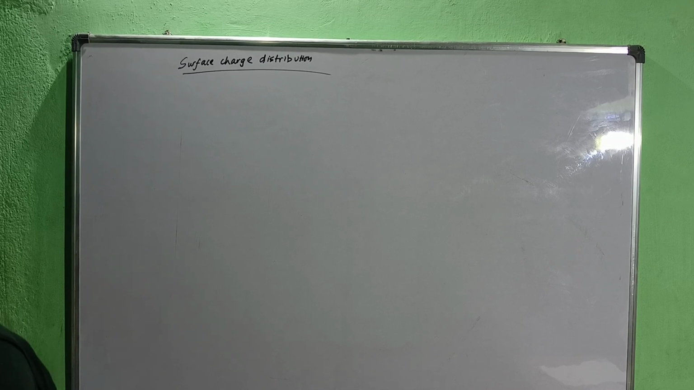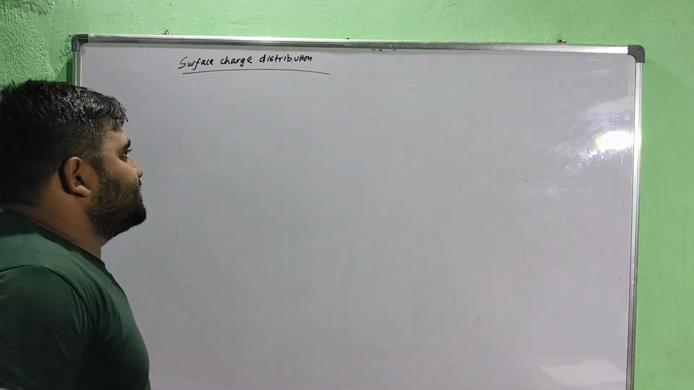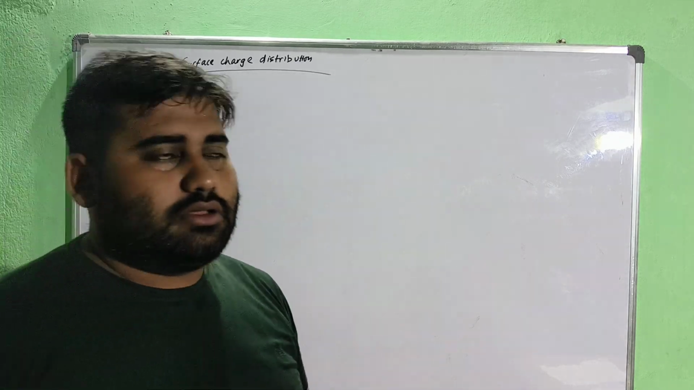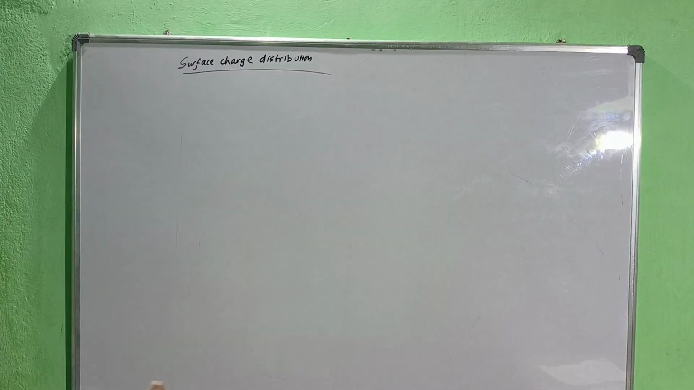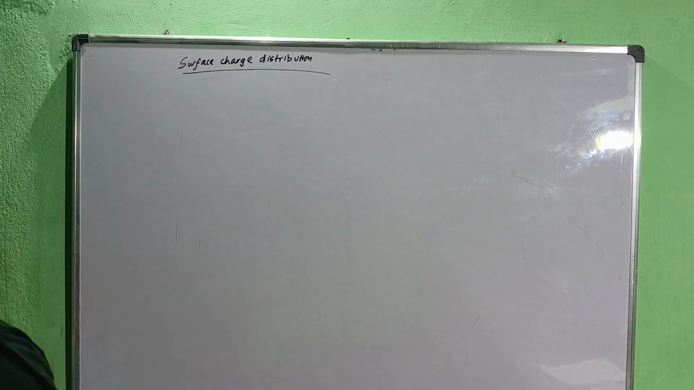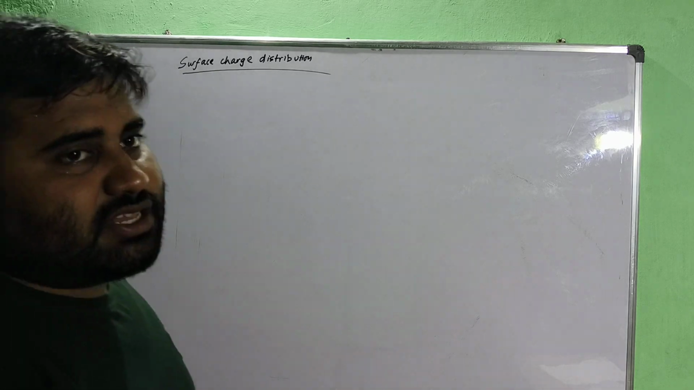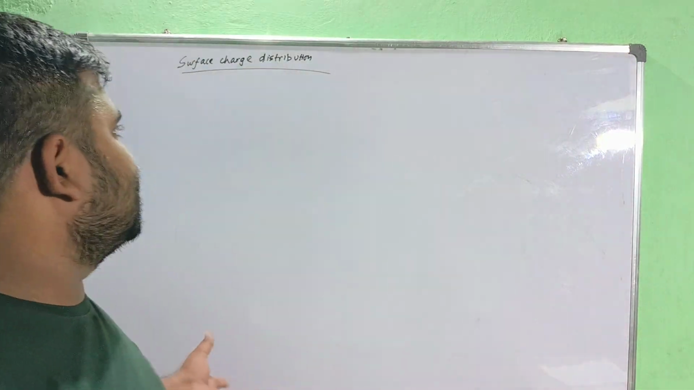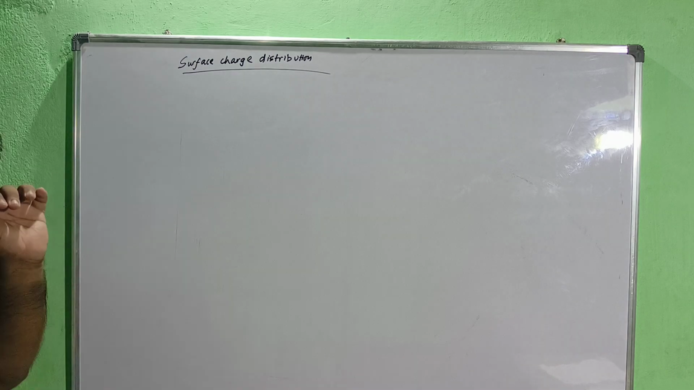So let's start surface charge distribution. So what is a surface? It is a two-dimensional thing. A surface is a two-dimensional thing. Like everything in this world is a three-dimensional thing. Okay, there is no such thing that is one-dimensional or two-dimensional.